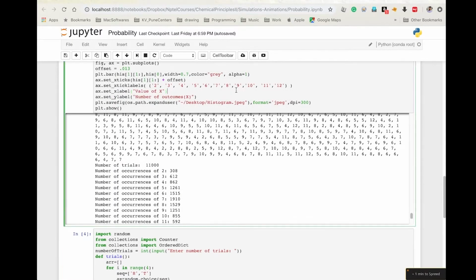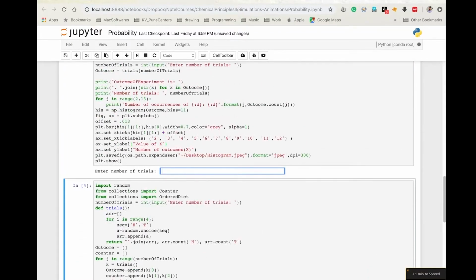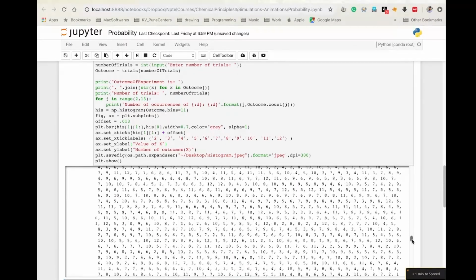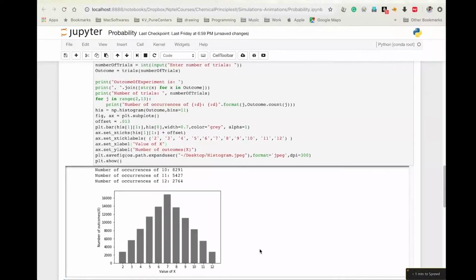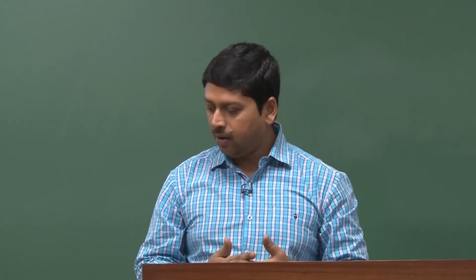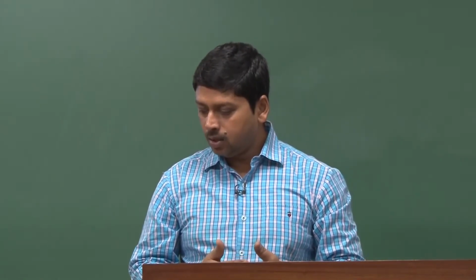So, in order to get that, we have to run some more times. Instead of 11,000 I will put 100,000, and I got the 100,000 result. If I go down, I can show you the values. 7 came 16,883 times out of 100,000. So, what is the probability? 0.168. We are expecting 0.167, so it is accurate up to almost the third decimal place.